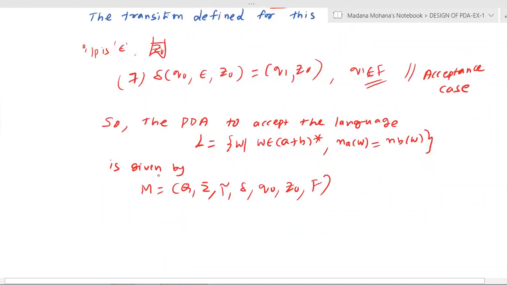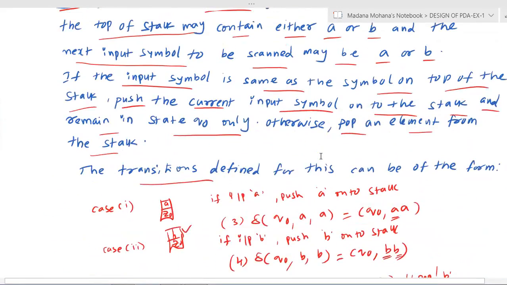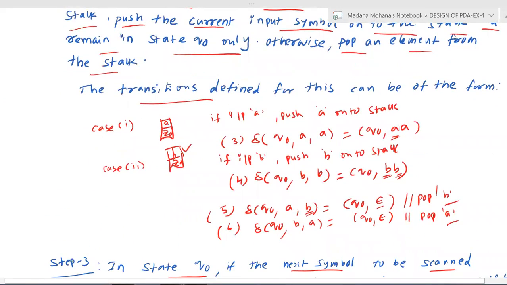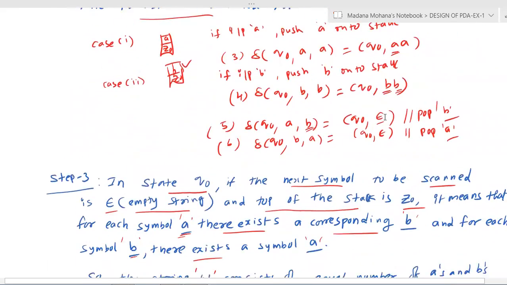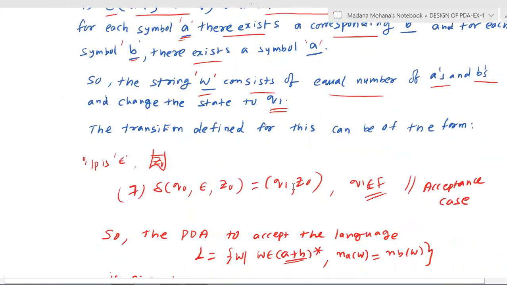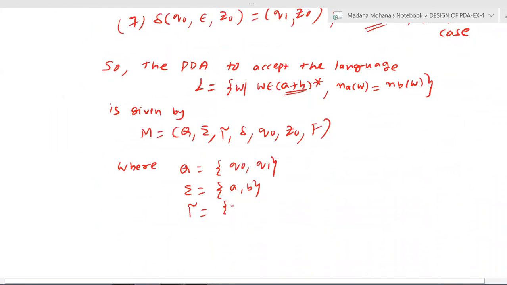The 7 tuples, where Q equals, what are the states we used here in the 1 to 7 transitions? So we used only 2 states, that is Q0 and Q1. Now sigma equal to, in the given language itself, W belongs to (A plus B) whole closure. So here sigma is nothing but {A, B}. Then tau equal to stack alphabet. So what stack contains, in the right hand side of each and every transition you can see whatever the symbols it contains, those are all stack symbols. So here A is there, B is there, but don't consider null as the stack symbol. So A, B, then Z0 also there. So these three are the stack alphabet: {A, B, Z0}.